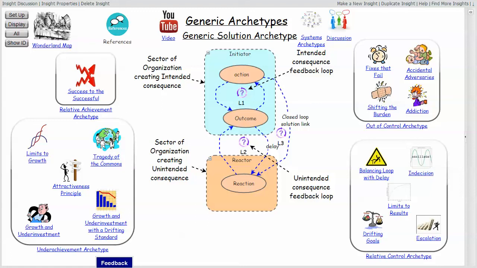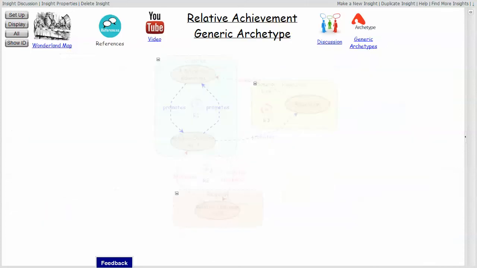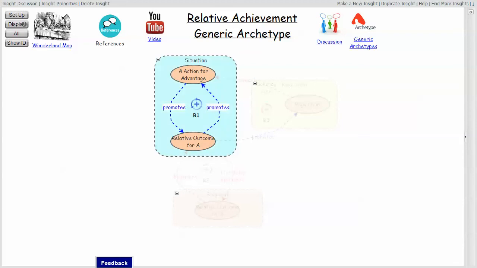The next form of the generic solution archetype I'd like to talk about is the relative achievement archetype. And that's a form of this that only maps to the successful systems archetype. The way that this unfolds is that, given multiple parties involved, A's action promotes its outcome or its success, and that success in fact promotes more of the same action, so it's a reinforcing structure.